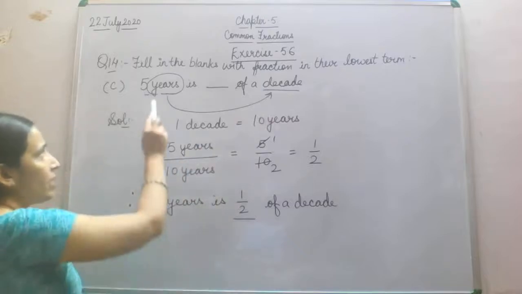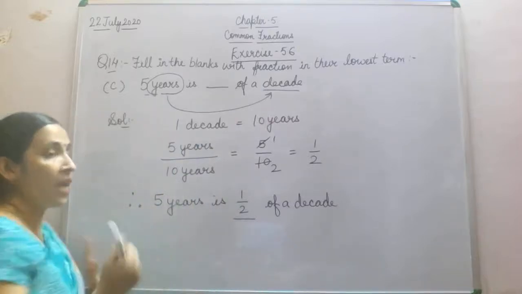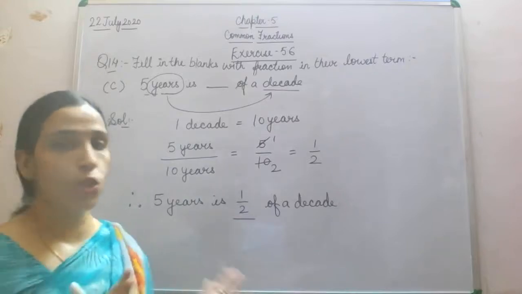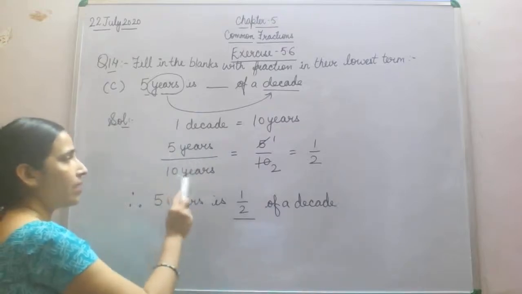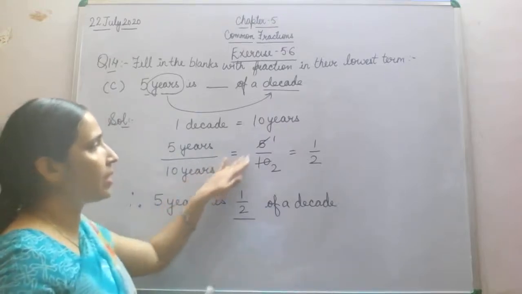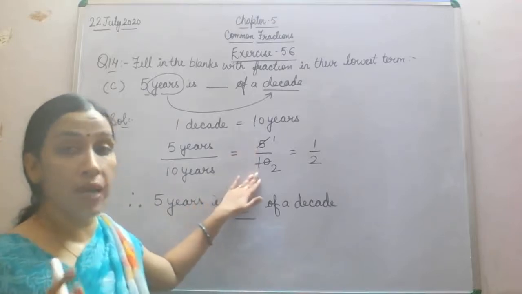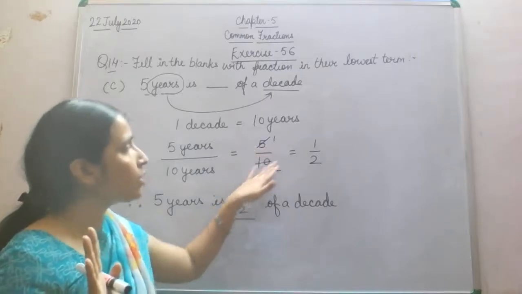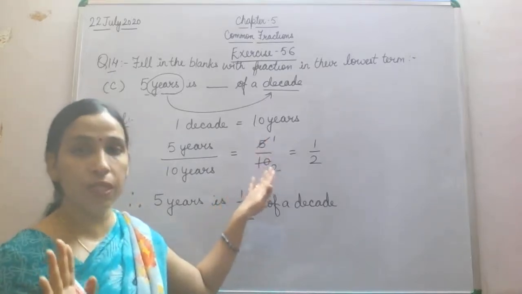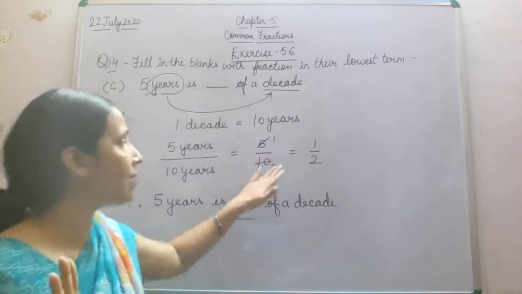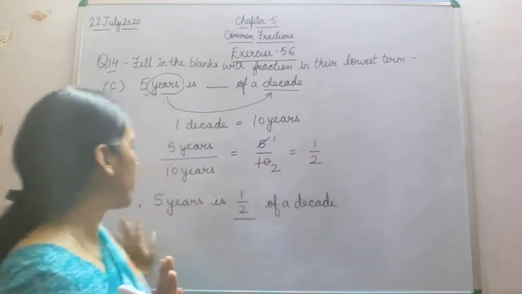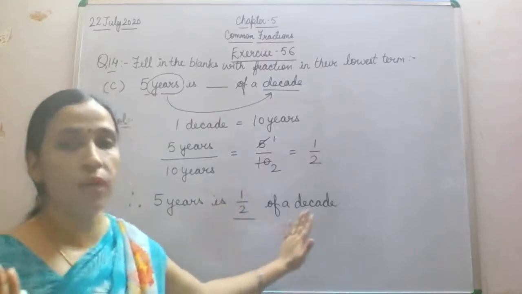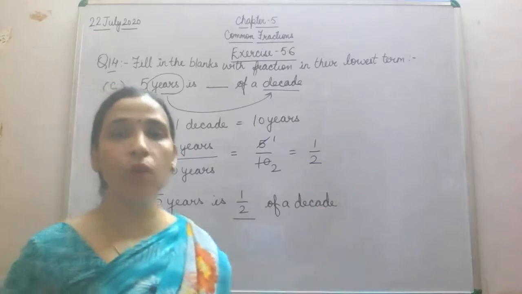It means you have to find out what fraction of 10 years 5 years will be. So what we will do, 5 years will be divided by 10 years, which can be written like this, 5 by 10. Now 5 and 10 have 5 as a common factor, 5 ones are 5 and 5 twos are 10. So we have reduced it to its lowest terms and we have got 1 by 2. Therefore 5 years is 1 by 2 of a decade.